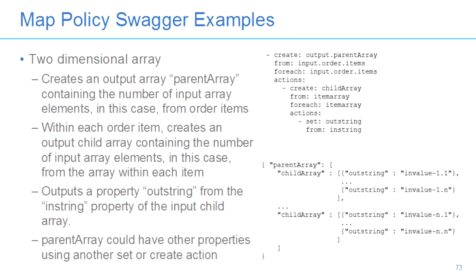And so you get to see this particular output here where I'll have my parent array created. Assuming I have n child arrays or n items in the input, I'm going to create n child array elements within that array, and then within each child array, depending on how many specific items I had within that, I'll create 1 to n out strings for each one of those.